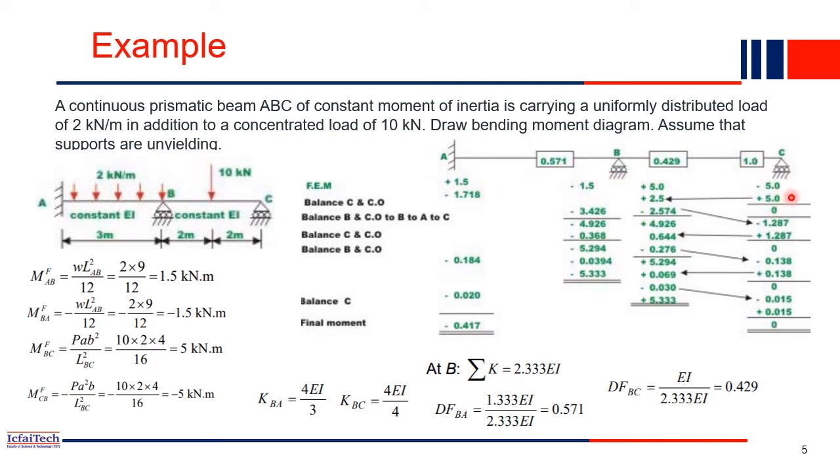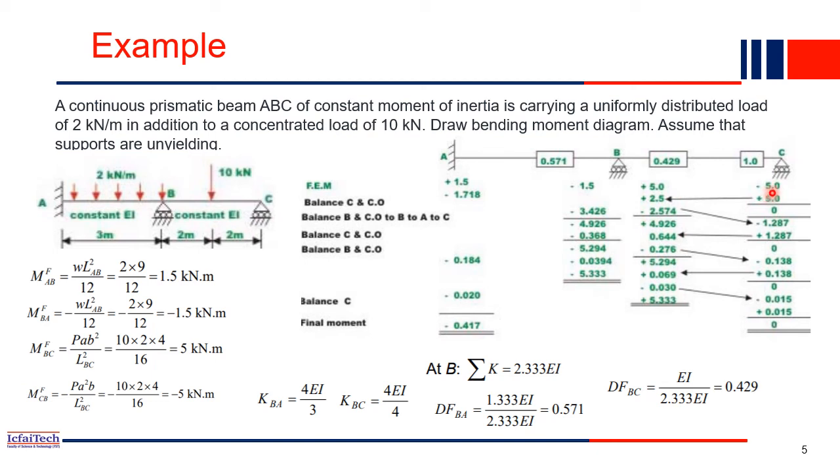The first balance will start from support C. Originally, what is the C support? It is a roller support. But in step 1, what did we do? We made it a fixed support. Because we considered it a fixed support, we got some moment, minus 5.